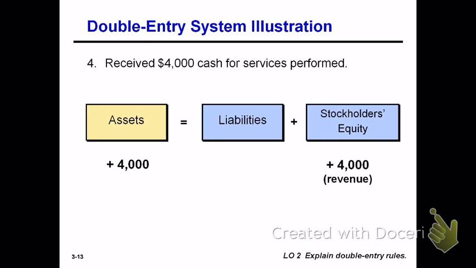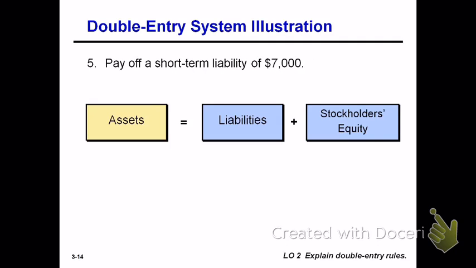Receive $4,000 cash for services performed. So cash is an asset and it's increasing. And this would be revenue because we perform services. So the stockholders' equity increases. So the revenue is an increase to stockholders' equity. So assets will be increased with the debit. Stockholders' equity increases with the credit.